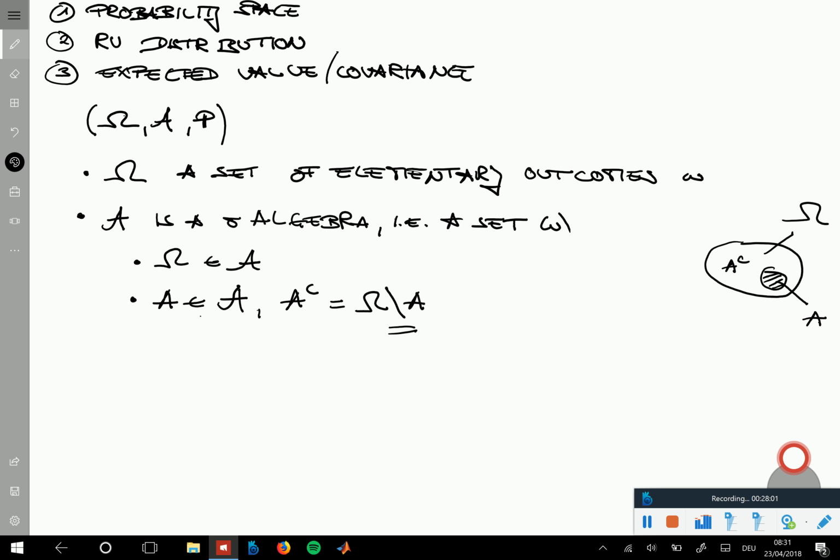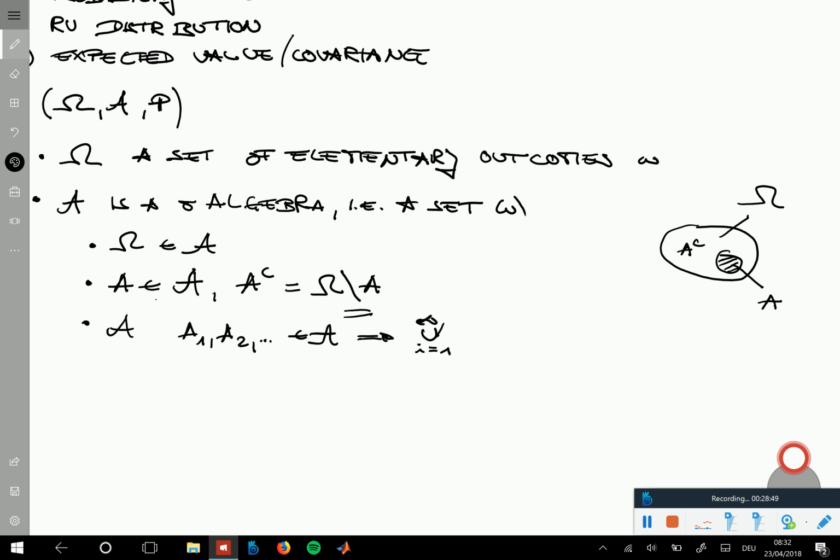And this holds for all A in this sigma algebra, and then A is also closed under countable unions. So if A1, A2, and so on are in A, then also their union is. Countable means infinitely many, but countable in the sense of the natural numbers. So only as many as there are natural numbers. You might know that there are more real numbers than natural numbers, although there are also infinitely many natural numbers. So countable means infinitely many, but still countable from the perspective of the natural numbers.